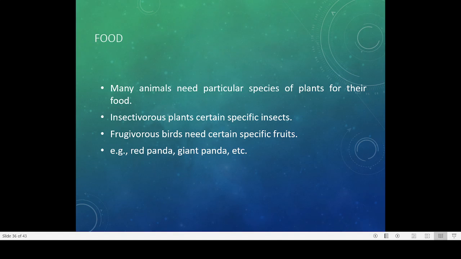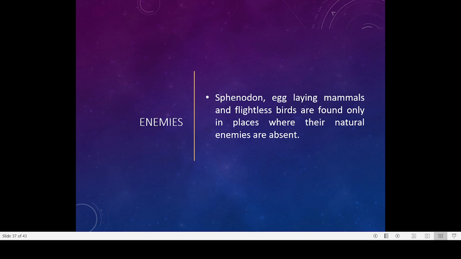So there is the red panda. You have seen the giant panda. They are all good examples of a close association between plants and animals. They are depending on bamboo leaves. Similarly, there are a lot of cases where unavailability of plants, especially one particular plant species, can act as a barrier for the distribution of animals.